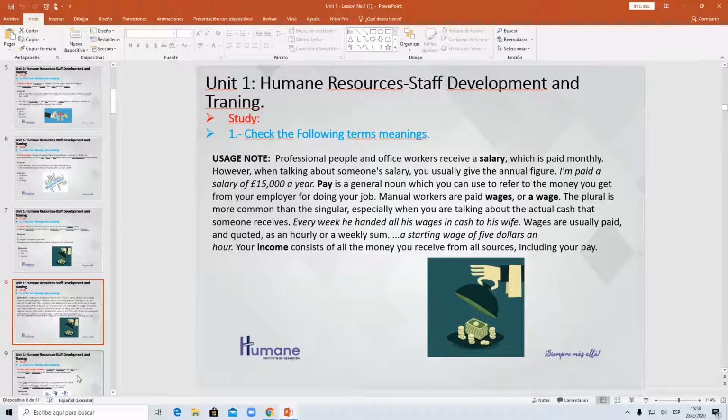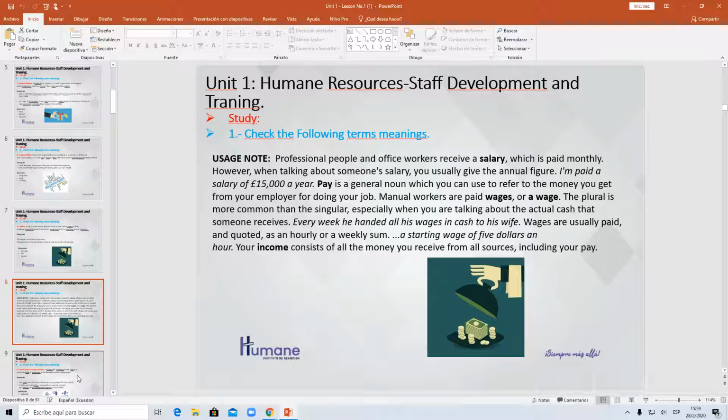Pay is generally a noun, which you can use to refer to the money you get from your employer for doing your job. Manual workers are paid wages or a wage. Manual workers could be builders, painters, and so on. The plural is more common than the singular, especially when you're talking about the actual cash that someone receives. Every week, he handed all his wages in cash to his wife. Wages are usually paid and quoted as an hourly or weekly sum. A starting wage of $5 an hour.